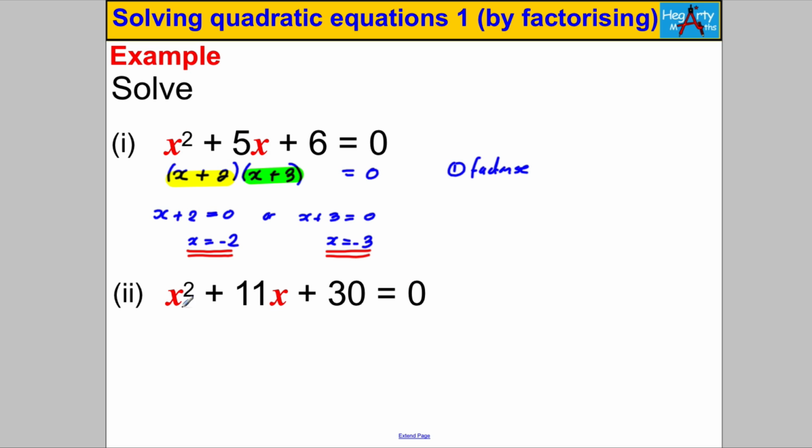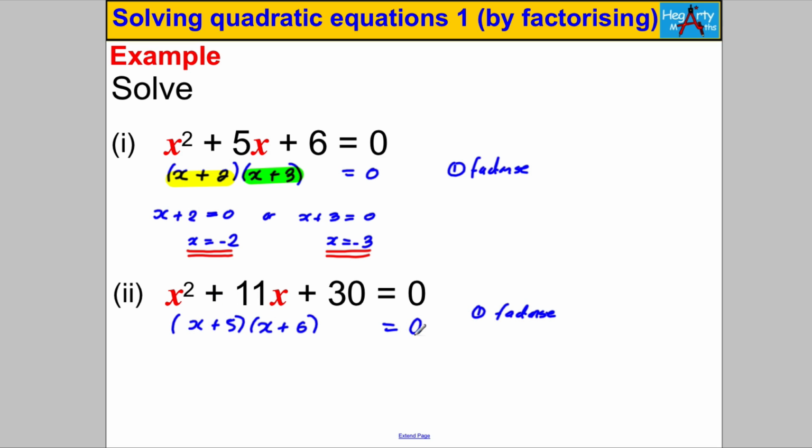Let's try the next one. Solve this quadratic equals 0. Remember step 1, attempt to factorize if you can, if it's easy. So I would think two numbers that multiply to 30 and add to 11, I would say that's x add 5, x add 6. So this expression here, all I've done is factorized it, it's equal to 0.